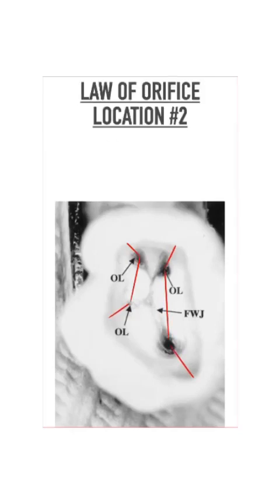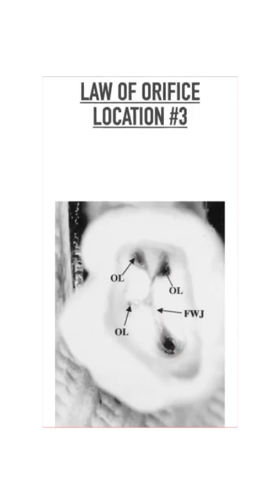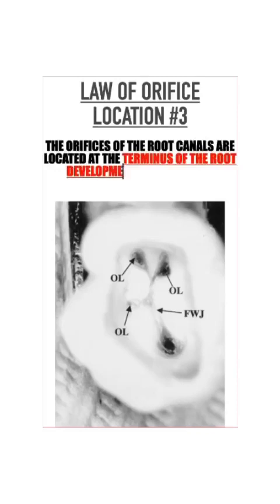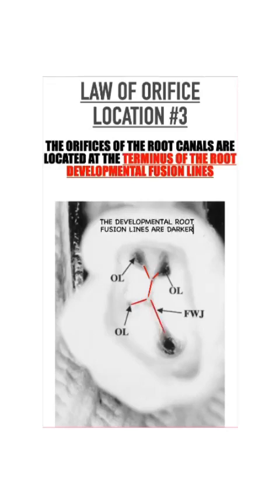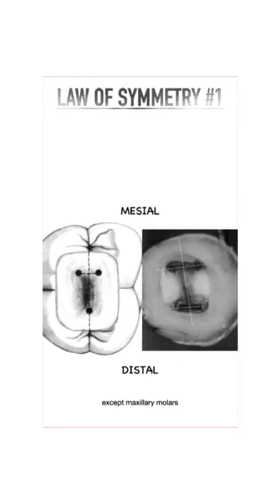The second law of orifice location, the orifices of the root canals are located at the angles in the floor-wall junction. And the third law of orifice location, the orifices of the root canals are located at the terminus of the root developmental fusion lines. And if you notice, the developmental root fusion lines are darker than the floor color. And now we will go on to the law of symmetry.